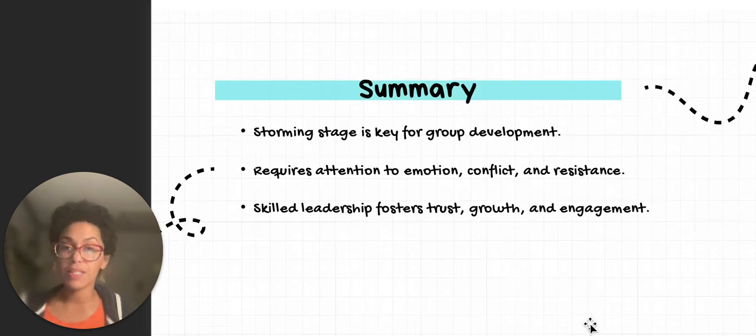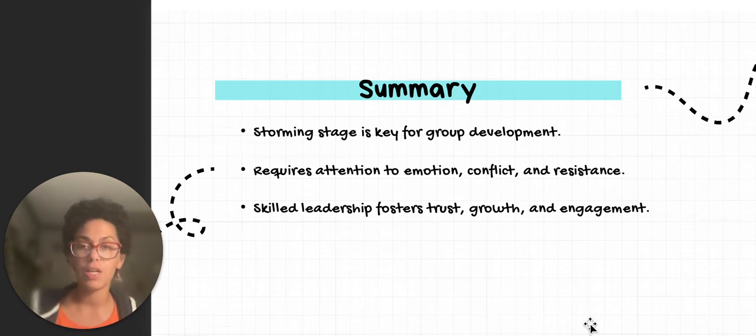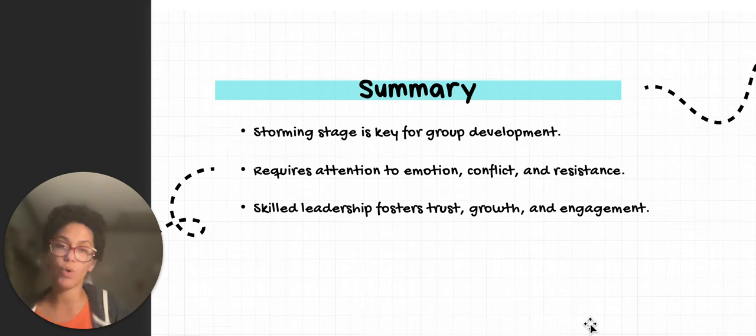So taking a look at this, the storming stage is really a key for group development. It's not without its little issues and speed bumps, but if you give proper attention to the emotions that are happening in the group and to the conflicts and to the resistance and why they are happening in the group, then you're able to really foster trust and growth and engagement and show up in your most authentic self and be empathetic to your group members.